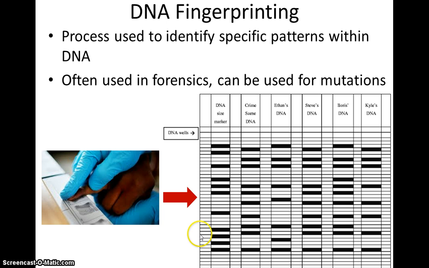As a result, in crime scene applications, in all cases, they'll have a marker that lays out specific sizes of those fragments in the DNA, and then they can collect a sample from the crime scene and compare that to individuals that are suspects. This can be done as well for mutations, again, taking a known mutation and looking at it to see if someone has that mutation.